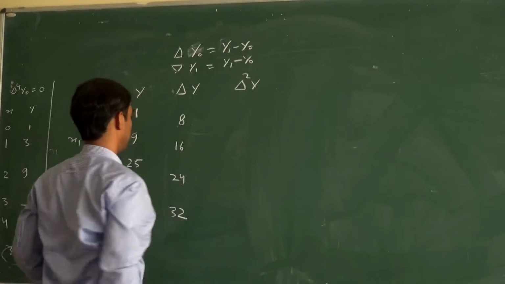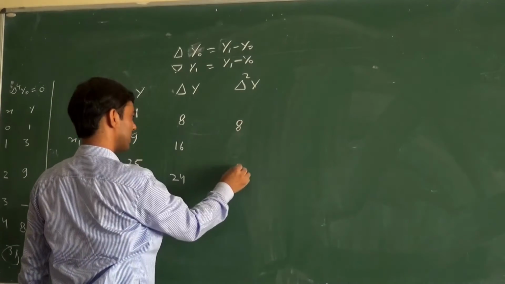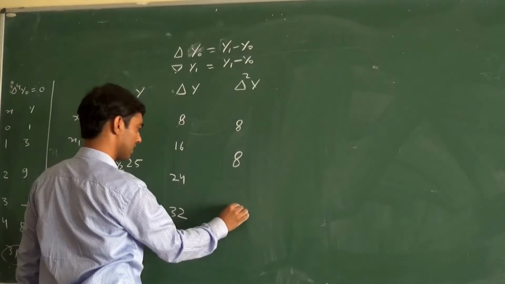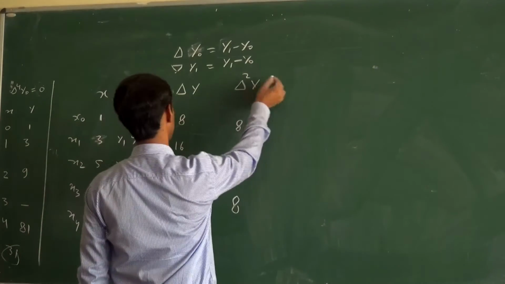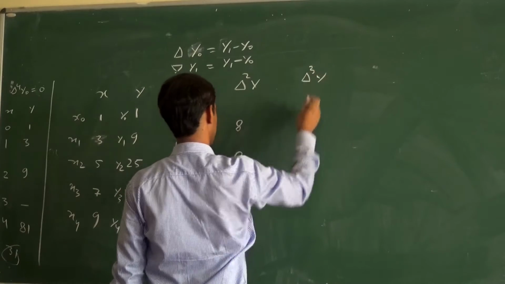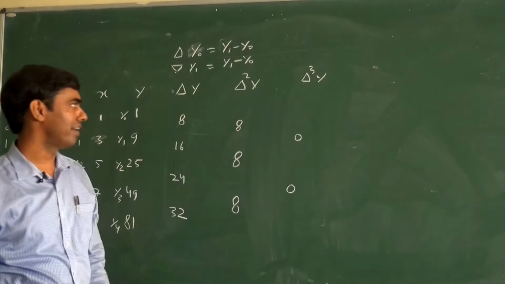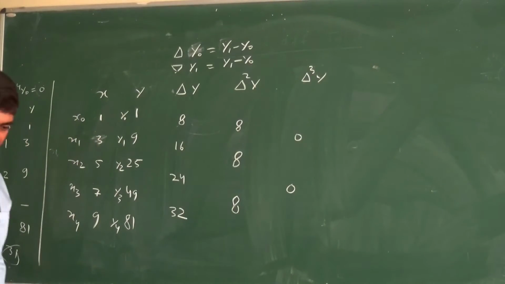Now, similarly, second order forward difference. So what is the difference here? 8. And what is the difference here? This one is also 8. What is the difference here? This one is also 8. Okay? So this one is del 2y. And similarly, if you find del 3y, this one is what? 0. This one is what? 0. And del 4y, the fourth order difference, is also equal to 0.